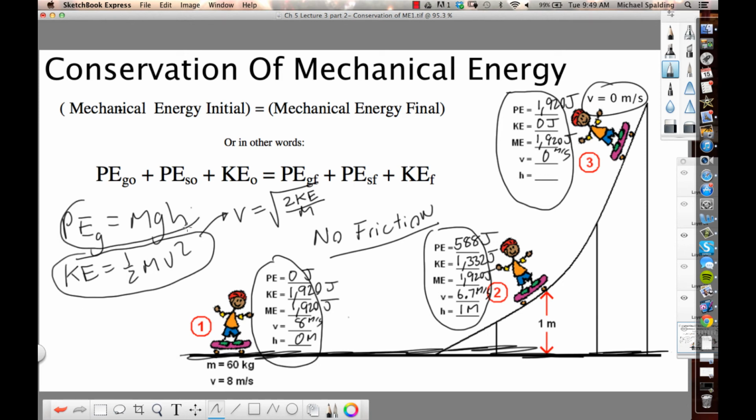So velocity is 0, and now we can figure out his h. So you take the potential energy equation, solve this for h. It's going to be potential energy over mg. So when you plug in, that comes out to be 3.2? I forget. So we'll say 3.3 meters. We'll round that to the tenths place. Okay, any questions on this?